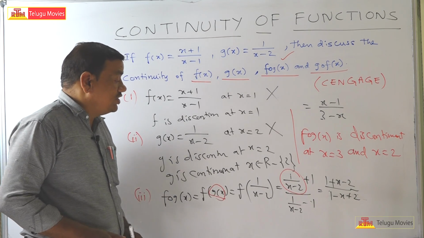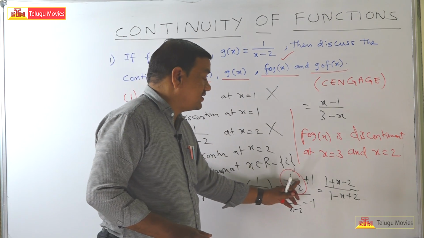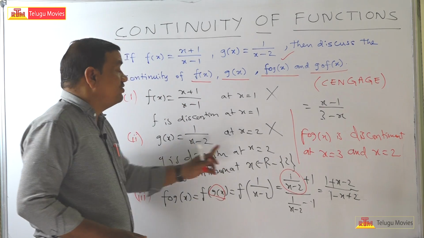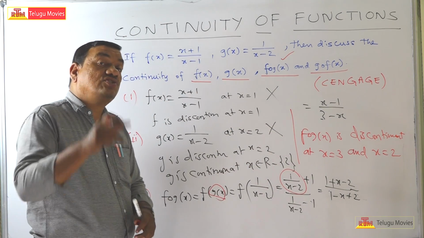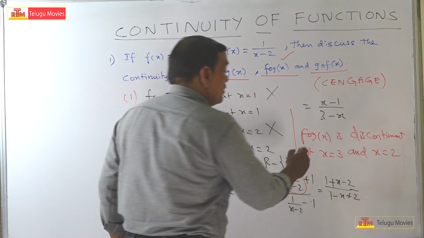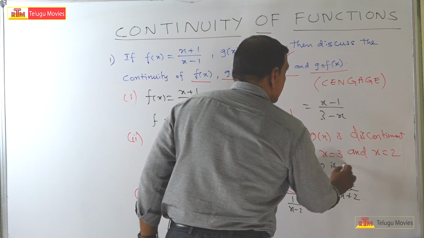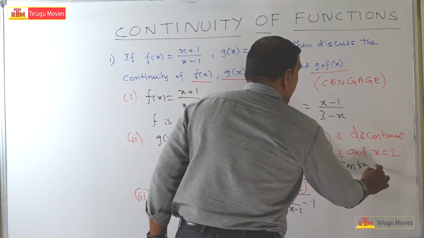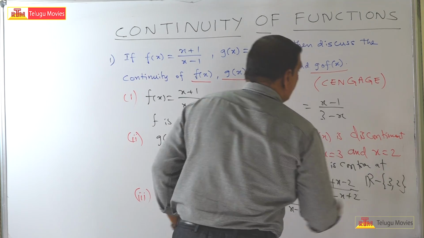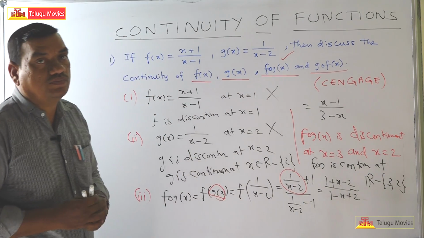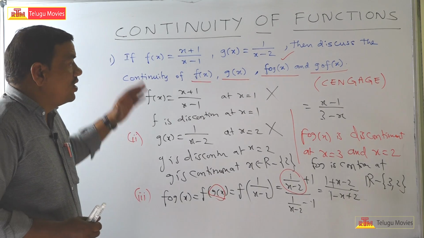In this g of x, g of x is discontinuous at where? At 2, and f circle g is also discontinuous at 2. Therefore, you can write down that f circle g is continuous at the set of real numbers except 3 comma 2. Understand this?